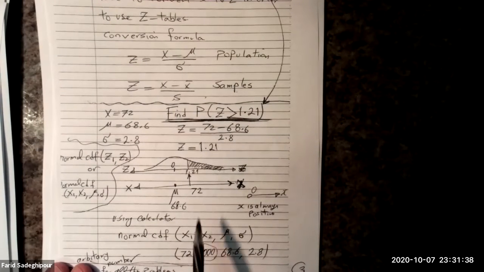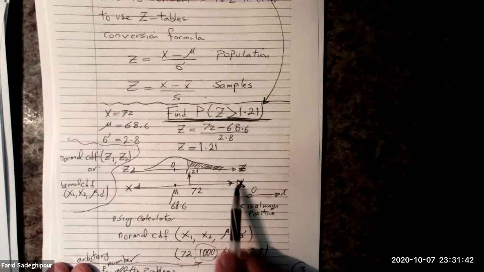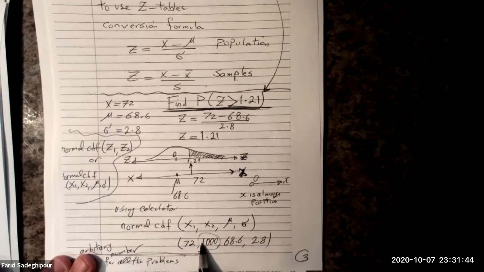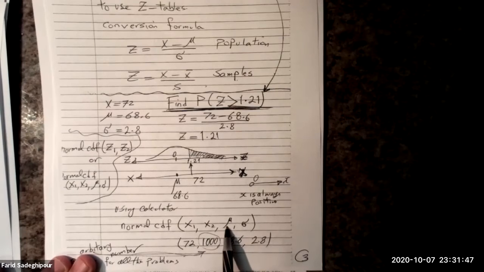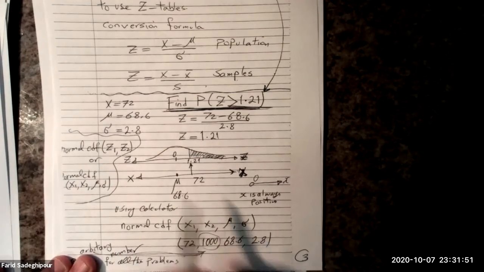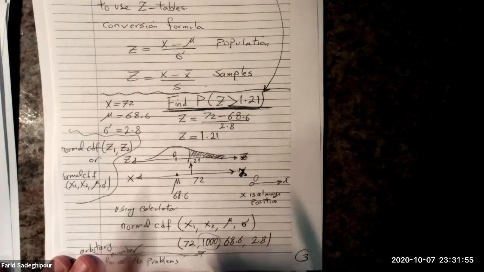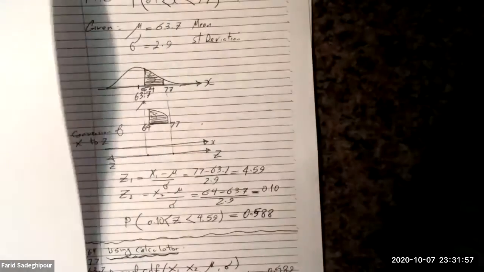Put X1, 72. X2, what number should I use for X2? This is a very large number. Again, this is an arbitrary number, 1,000. The mean is given in the problem, and the standard deviation. If you put all these 4 numbers, then you have the area. So you don't even need to do the conversions.